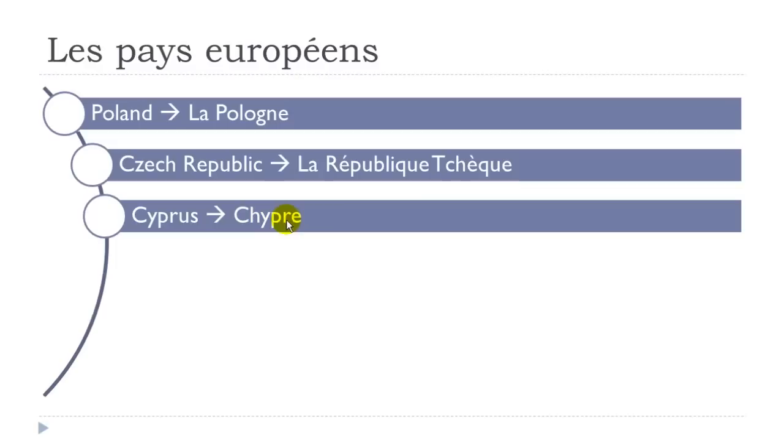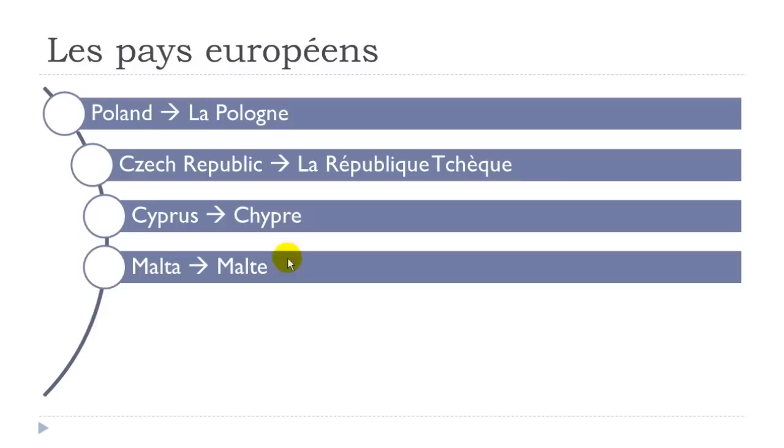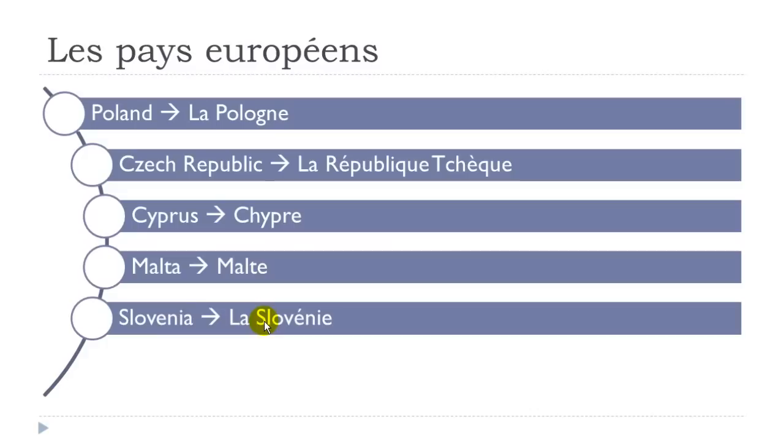Malte. Same thing here, you don't insist on the final E. Malte. La Slovénie. Remember, you get this E accent aigu here. It's E, E. Slovénie. Final E, as usual, not pronounced. La Slovénie. Okay?